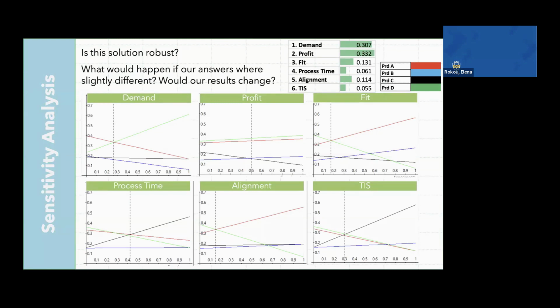Is the solution robust? This vertical line shows the actual priority of demand. The actual priority of demand was at 0.331. So quite close. I would almost be ready to say that the solution is not robust until the moment that I realized. What does it say?